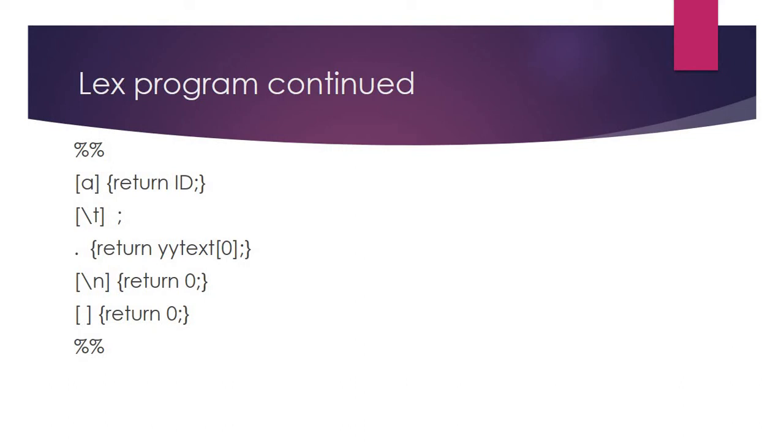So if A is recognized, then return ID. That's a token we are going to pass, to say that A is recognized, from the Lex program to the Yacc program. If tab or space is recognized, we don't want to perform anything. If dot is recognized, return whatever character we have recognized to the Yacc program. If new line character, return 0. If space is recognized, return 0. So that's all regarding the rule part in the Lex program.